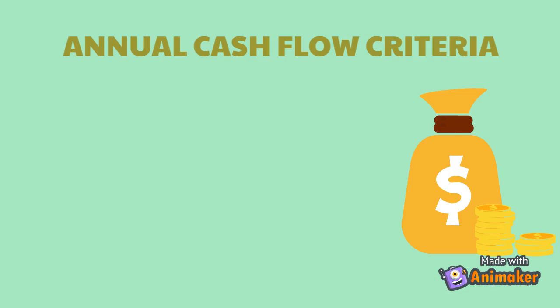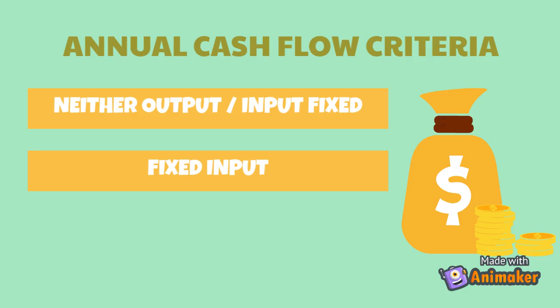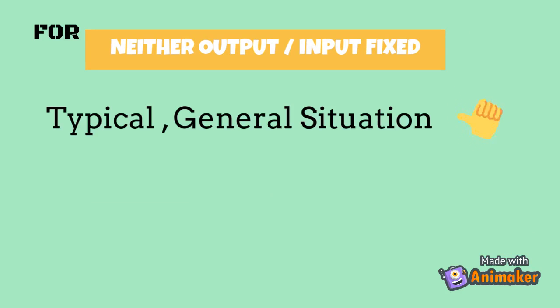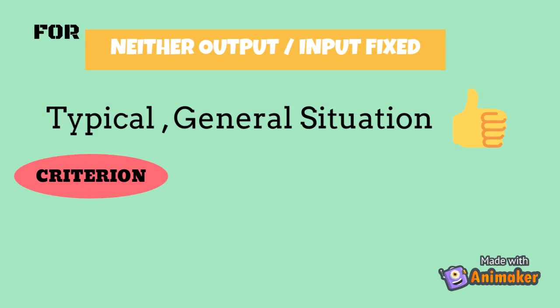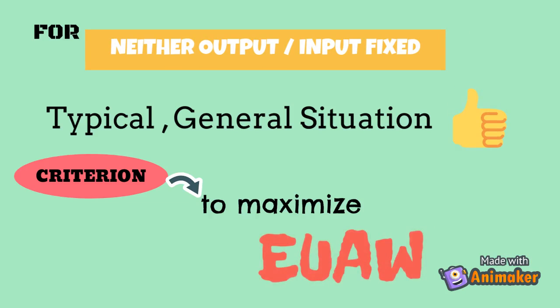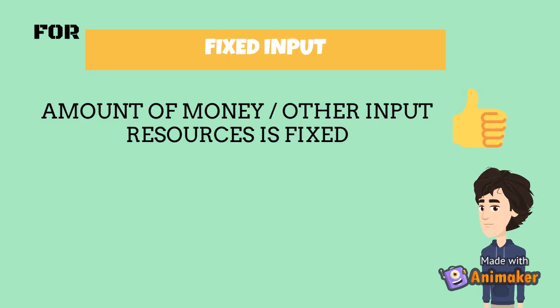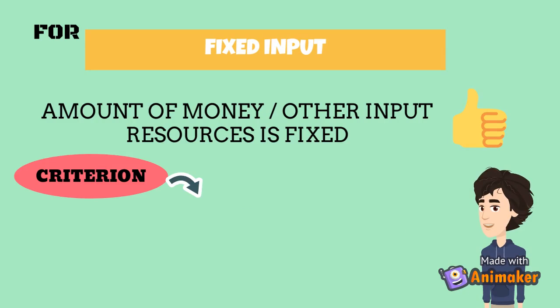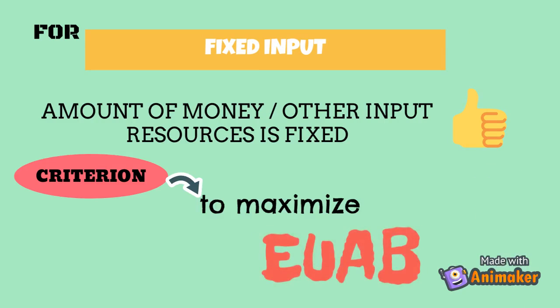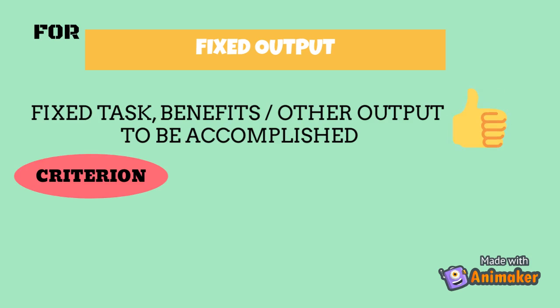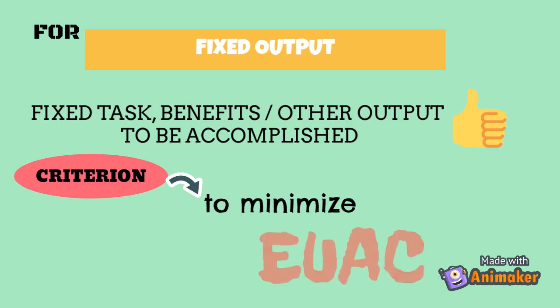There are three criteria, which are neither output nor input is fixed, fixed input, and fixed output. For neither output nor input fixed, this is a typical and general situation, and the criterion is to maximize the equivalent uniform annual worth. For fixed input, the amount of money or other input resources is fixed. The criterion for this is to maximize the EUAB. Next, for fixed output, there are fixed tasks, benefits, or other output to be accomplished. The criterion is to minimize the EUAC.